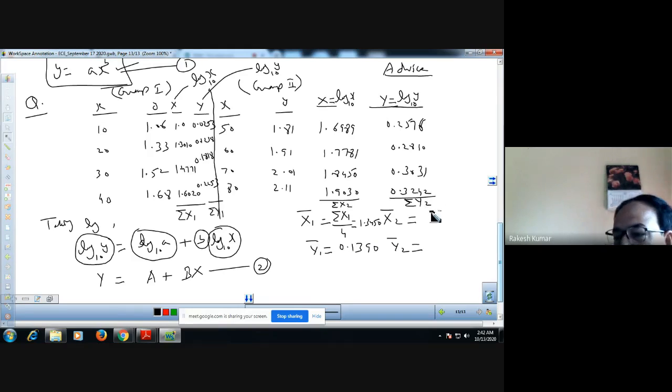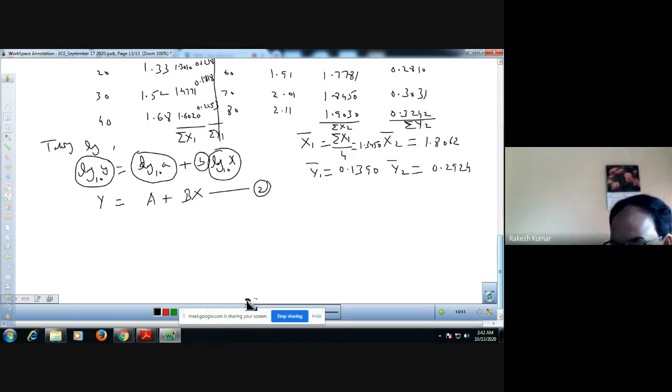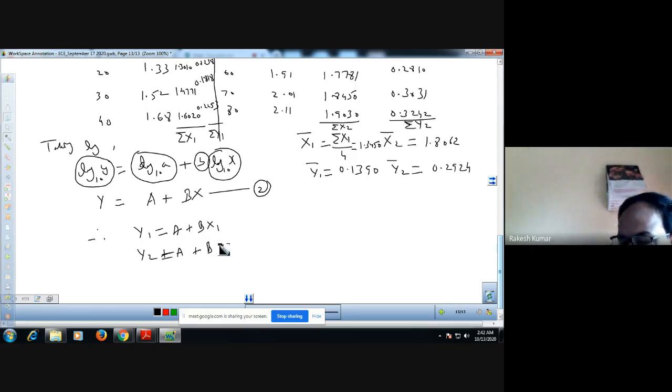And your value of y1 bar is 0.1390. The total number of values are 4 in each case: 1.8062, 0.2924. So these are the group averages we have. Now we shall apply the means to equation 2. So the new equation will be y1 is equal to A plus Bx1, and y2 is equal to A plus Bx2. Now put the values here.